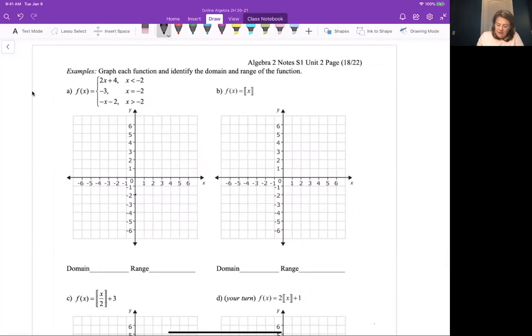Graph each function and identify domain and range. Same thing. We're having fun now.